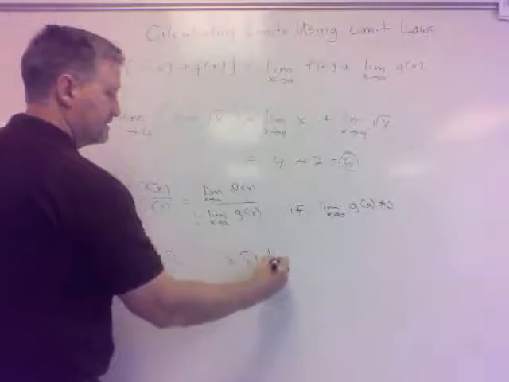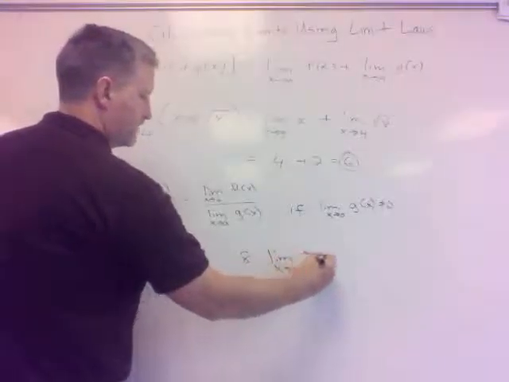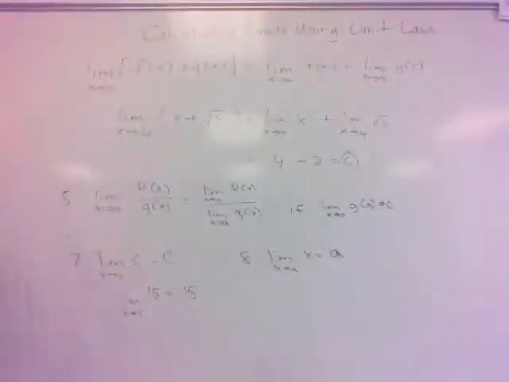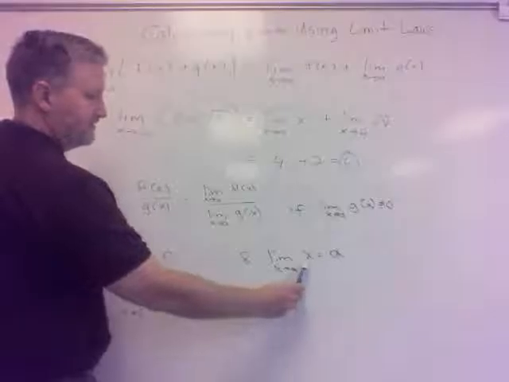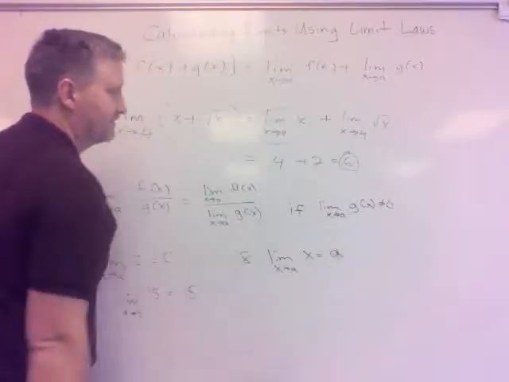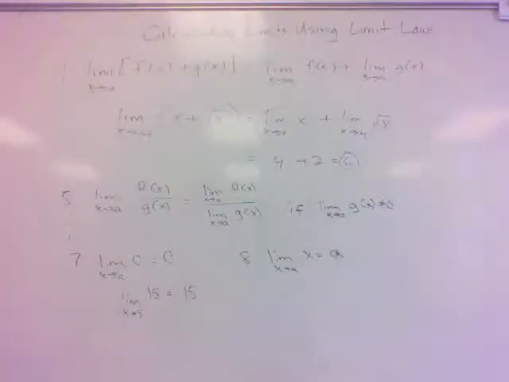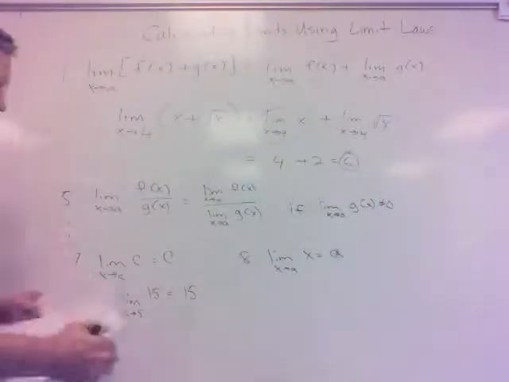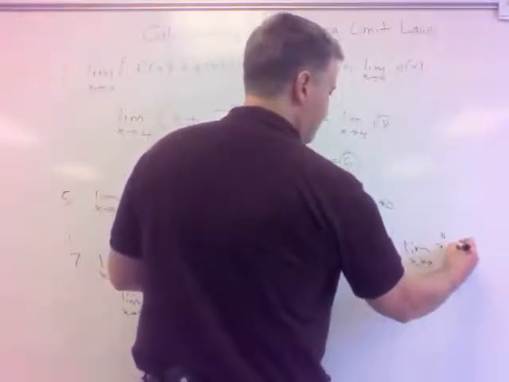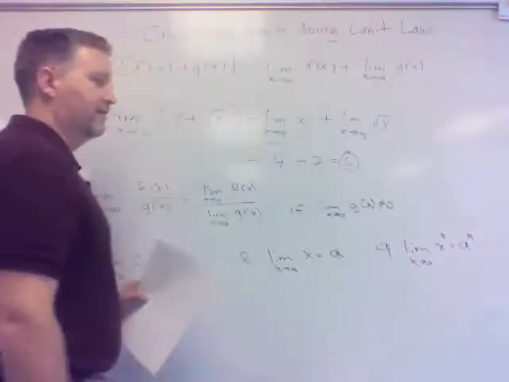Number 8, the limit as x approaches a of x. The answer is a there. Well, that kind of gets back to one we just did. That was kind of hopefully obvious. If x is approaching a and your expression here is x, well, x approaches a, so the answer is of course a. So anyway, it's pretty cut and dried. And then throw in a power, the limit as x approaches a of x to the nth power. Well, then it's going to be a to the nth power is your answer there.